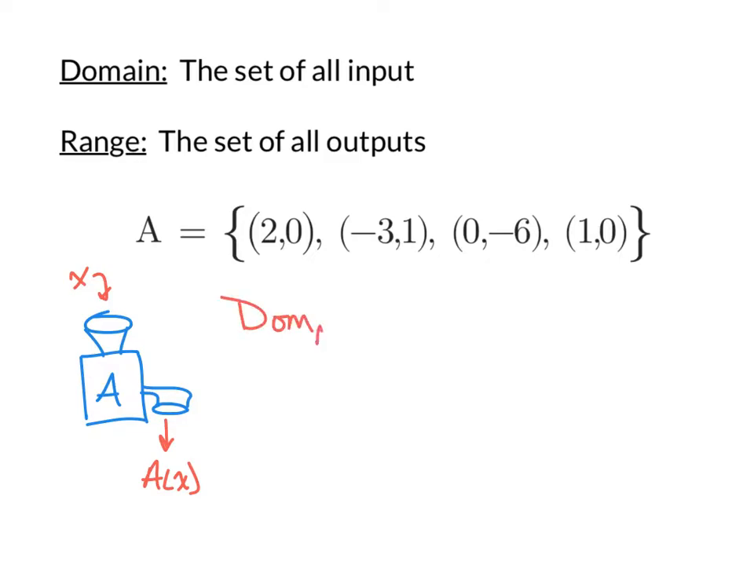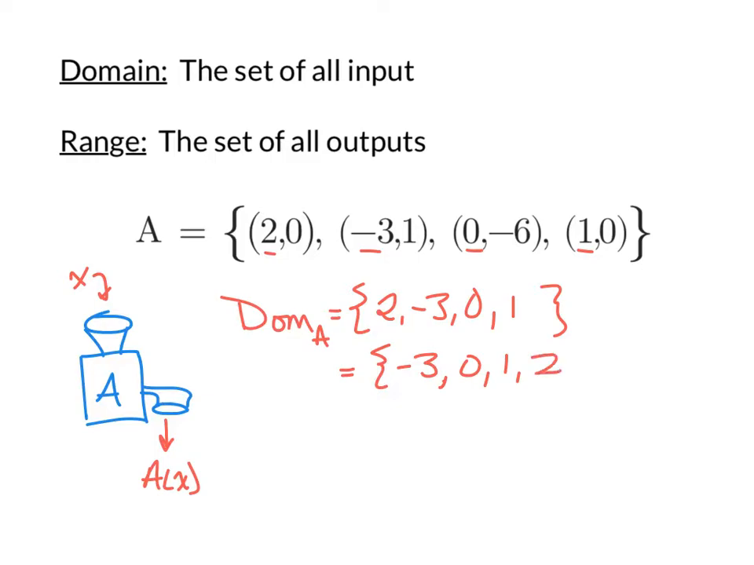list it like this. The domain of a is a set. So that's why we would use these braces instead of parentheses or square brackets. The domain of a is going to be all of the inputs, all of the x's that can be thrown into the function. In this case, we've got all of our x's right here as the first number in every ordered pair. So we'll have 2, -3, 0, and 1. That's the same thing as putting them in order: -3, 0, 1, and 2. They're both technically correct.